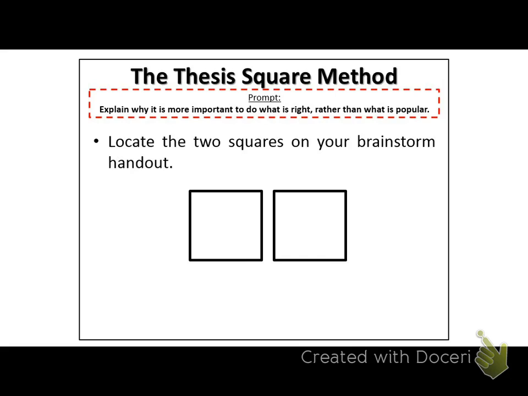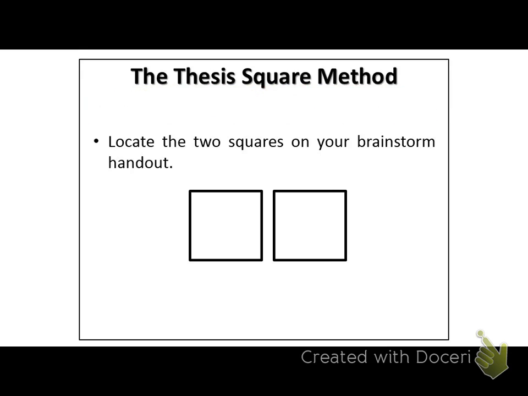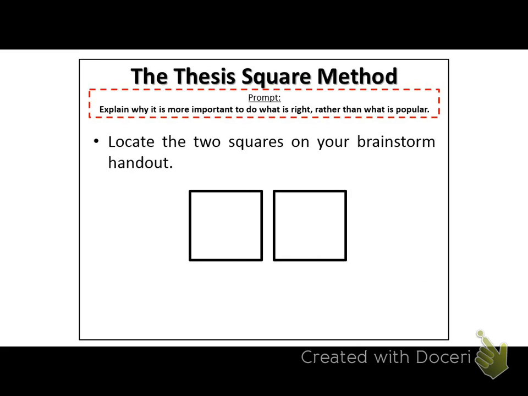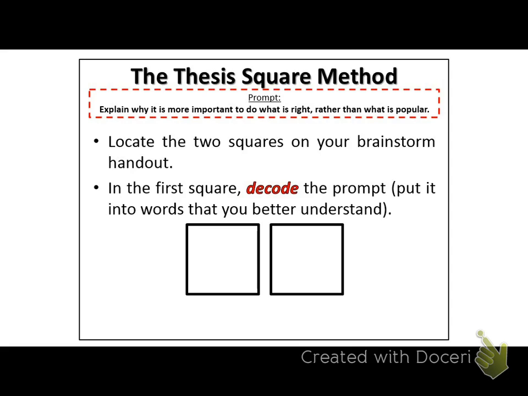To form a thesis statement, I like to use the thesis square method. On the paper that you picked up when you came into class today, you'll notice that you have on the left-hand side 2 boxes, one for the thesis and one for the example. What I'd like for you to do is in the first square, decode the prompt, which means to put it into your own words so that you better understand it.